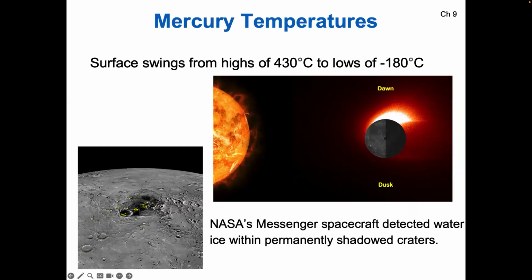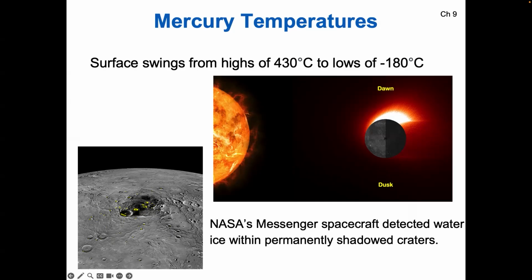However, despite that, one of the interesting things that Messenger discovered when it was studying Mercury about a decade ago is that it did detect water ice within permanently shadowed craters. This happens on the moon as well. We're going to discuss it, I think, more on Wednesday.